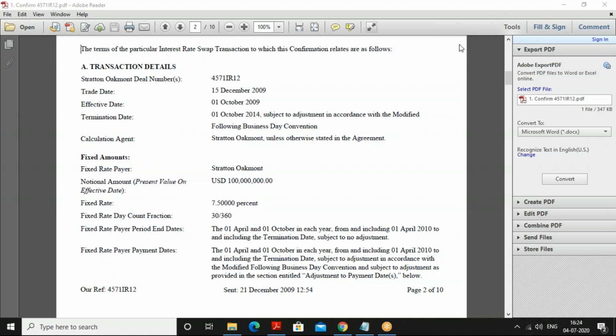Yes, correct. In terms of interest rate swaps, you have fixed versus floating and floating versus floating. Now, my question to you guys is, can we have a fixed versus fixed interest rate swap contract?